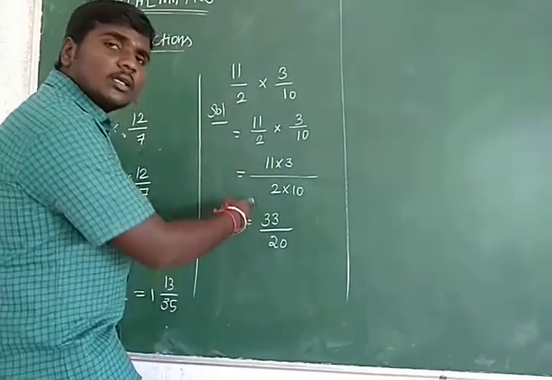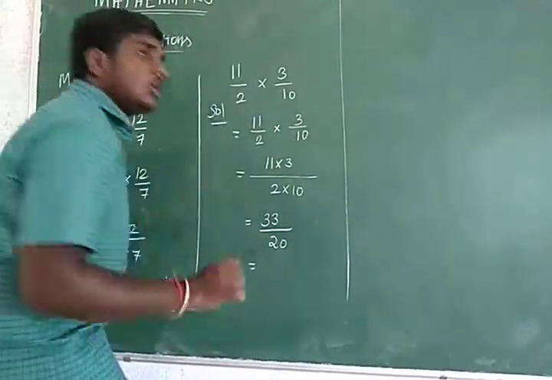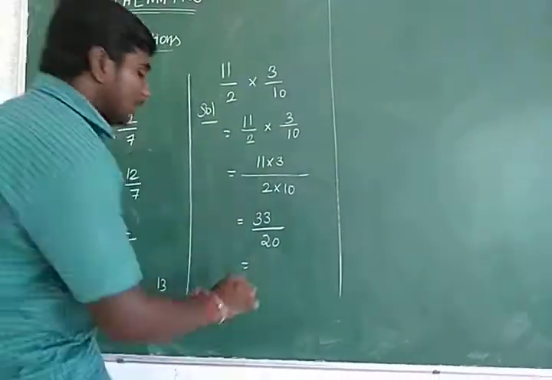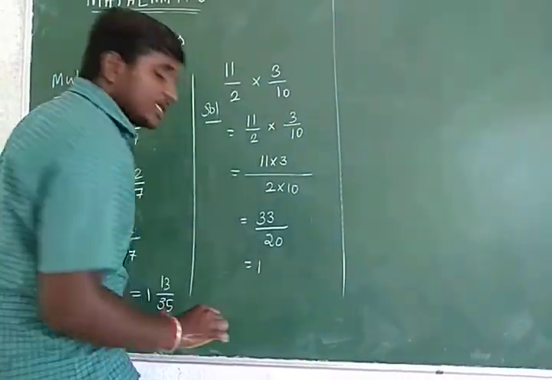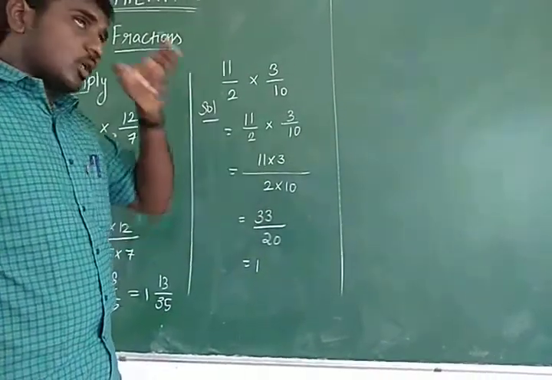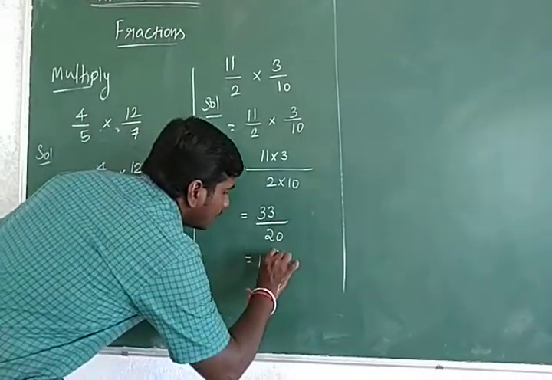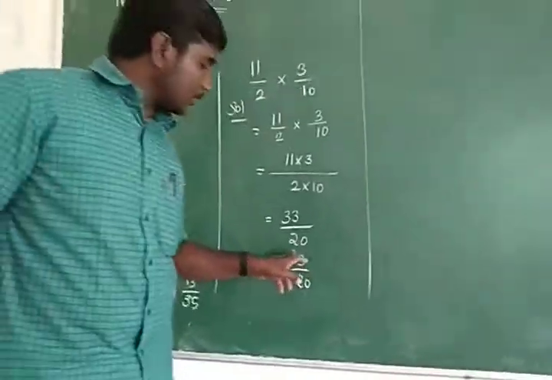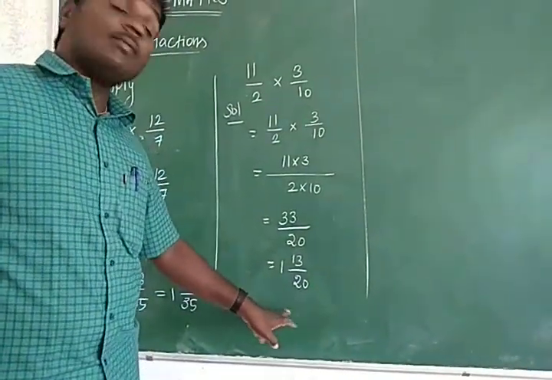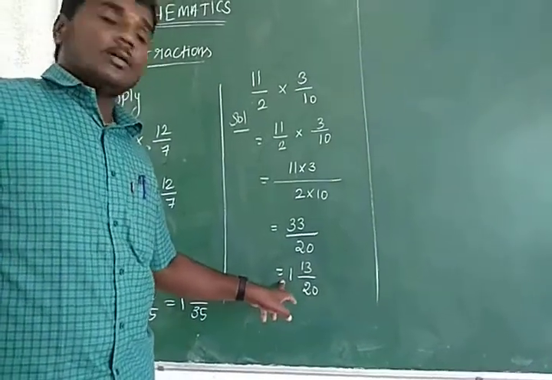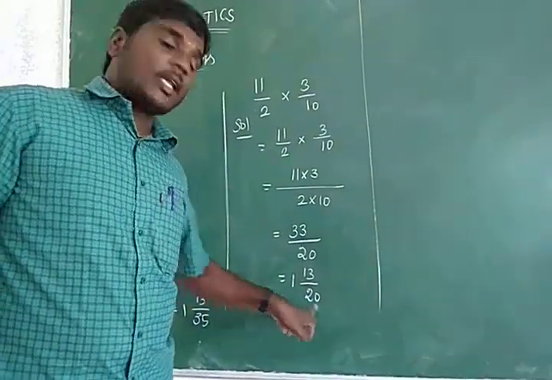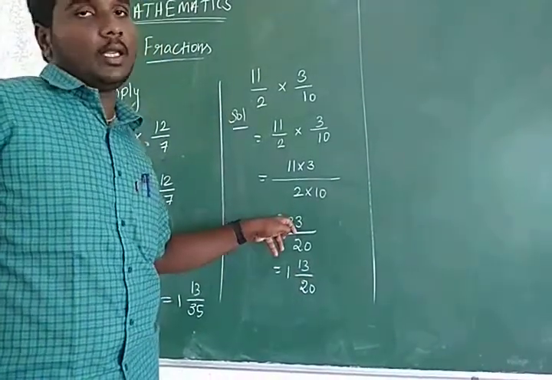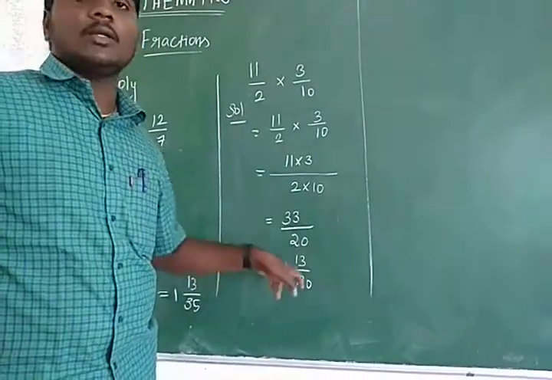How many 20s in 33? 1 20 is 20. 2 20s are 40, but we have only 33. So only 1. What is the remainder? 33 minus 20, 13, as numerator divided by 20. So that's the answer: 1 and 13 by 20. Again, to convert into improper: the whole number multiplied with the denominator, 1 20 is 20, 20 plus 13, 33, divided by the same denominator, 20.